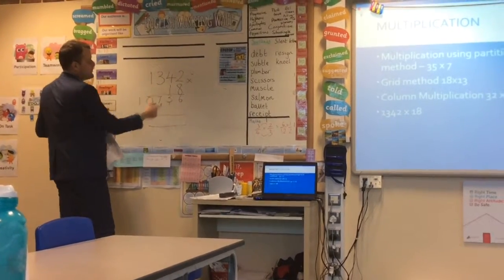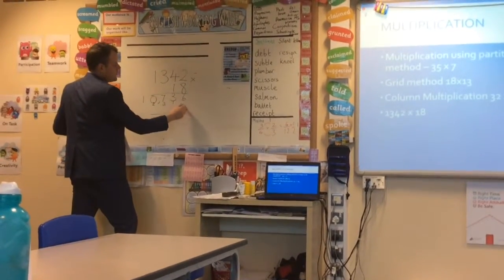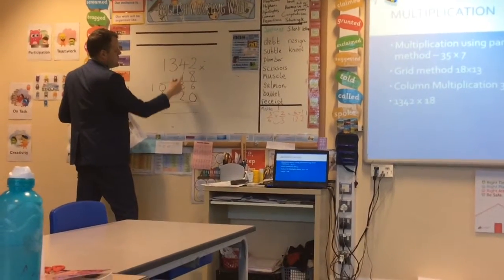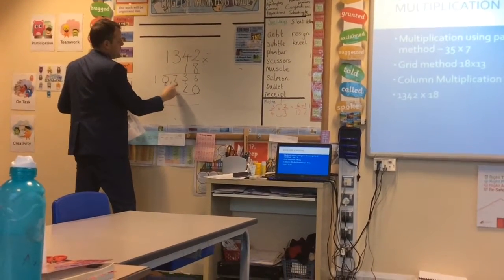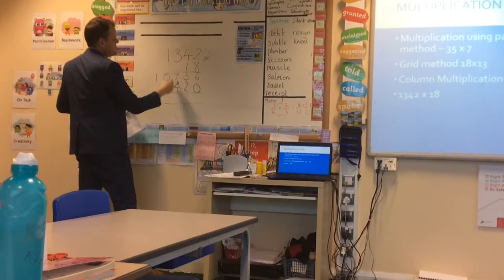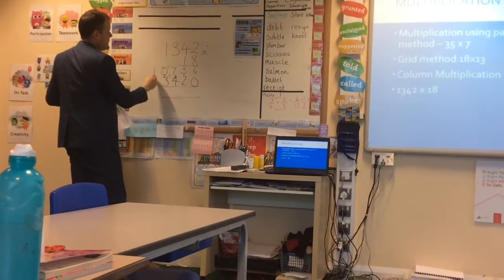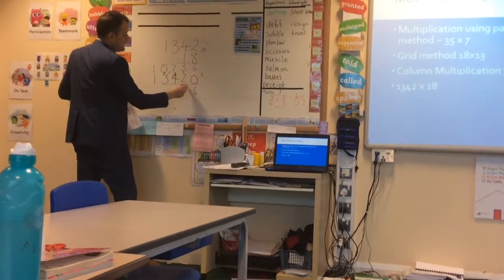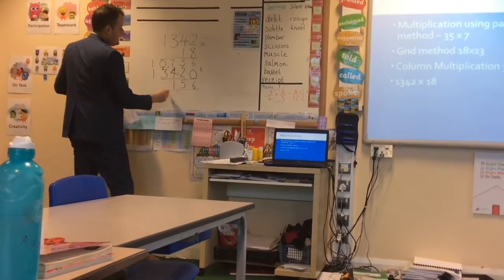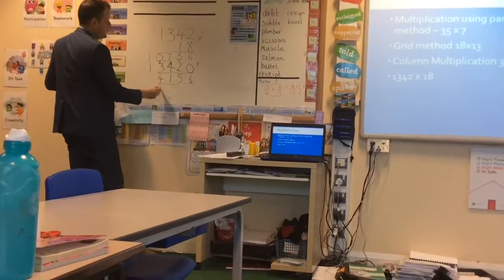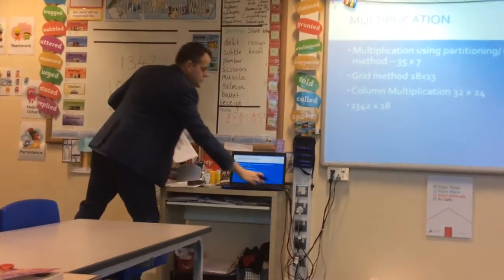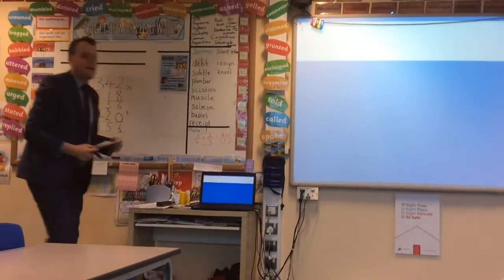Then, because we're multiplying by 10 now and not 1, pop in a 0 here. 1 times 2 is 2, 1 times 4 is 4, 1 times 3 is 3, and 1 times 1 is 1. Add our two totals together, 6, 5, 11, 4, and 2. 24,156. And that's it for multiplication.